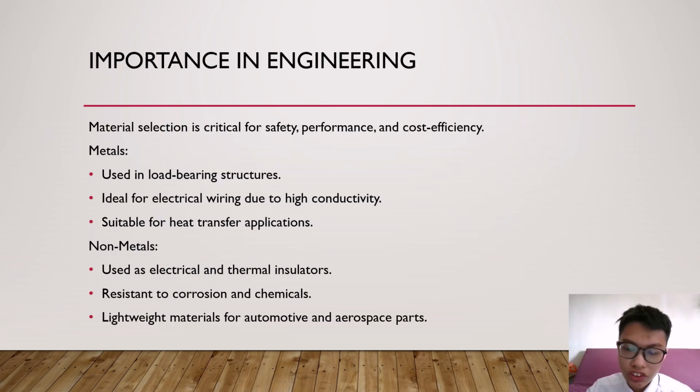And why is it important in engineering to learn about metals and non-metals? Selecting the material is critical for safety, performance, and cost efficiency. Metals are mostly used in load-bearing structures. They are also used for electrical wiring due to high conductivity, and are suitable for heat transfer applications. The non-metals are mostly used as electrical and thermal insulators. They are resistant to corrosion and chemicals, and are lightweight materials for automotive and aerospace parts.